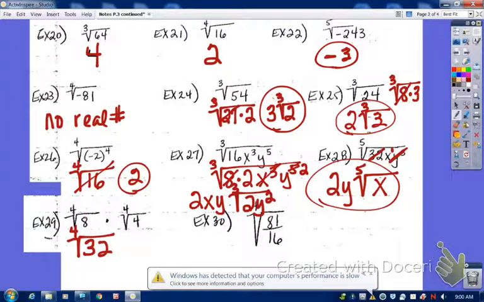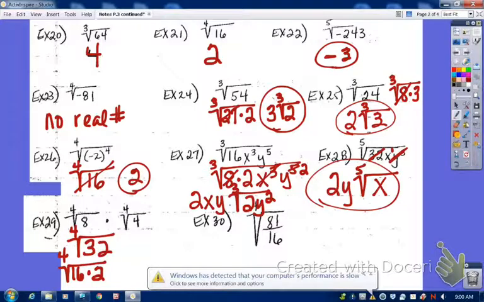Anything times itself 4 times is 32? No, but what will go into 32 that I can take the fourth root of? 16. So I'm going to break that down into the fourth root of 16 times 2.